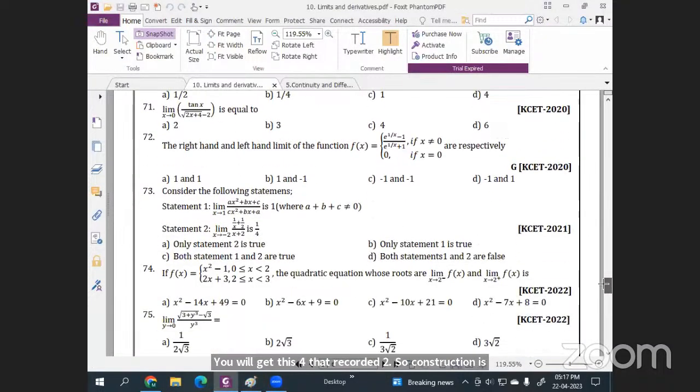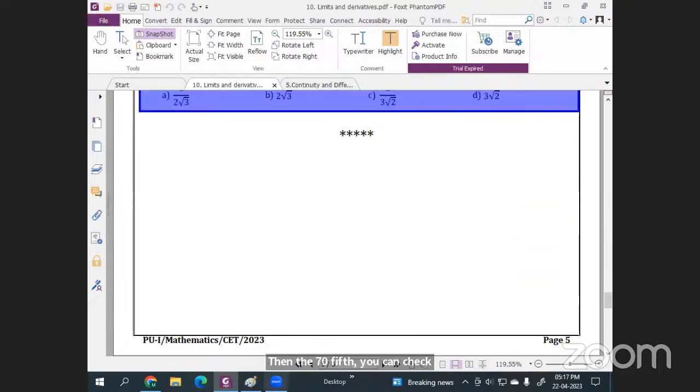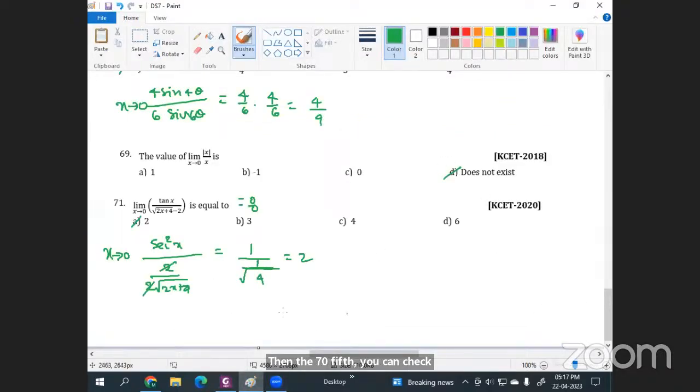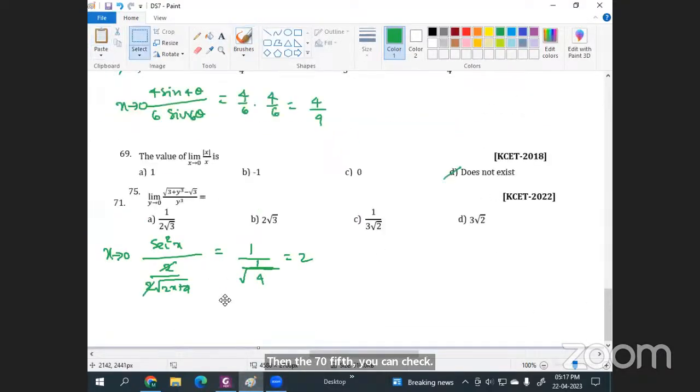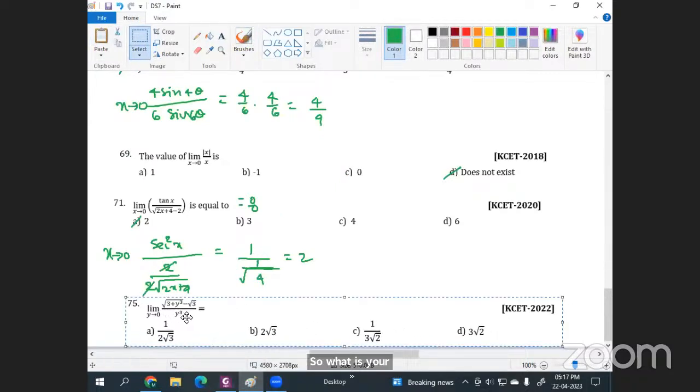Next, consider the following. Then the 75th you can check. So what is your answer for 75? Can you guess? You are getting 0 by 0 form.